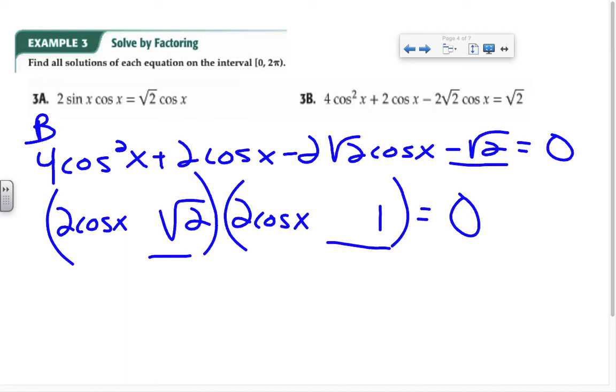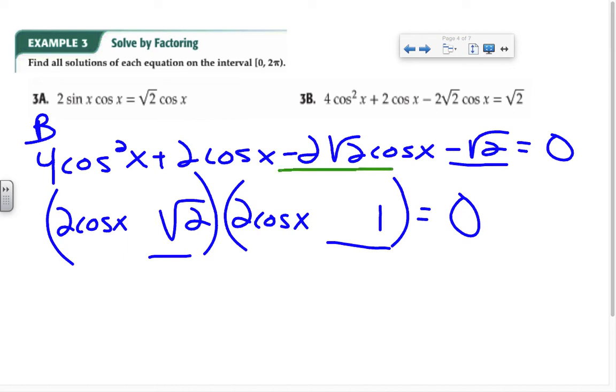And if you kind of visualize foiling this out without taking into consideration positive or negative, let's just look at 2 cos x times 2 cos x. There's my 4 cosine squared of x. 2 cos x times 1 gives me a 2 cos x. 2 cos x times radical 2 gives me 2 radical 2 cos x. And then radical 2 times 1. Okay, so all of my terms are going to show up there. I just need to make sure that my signs are correct.